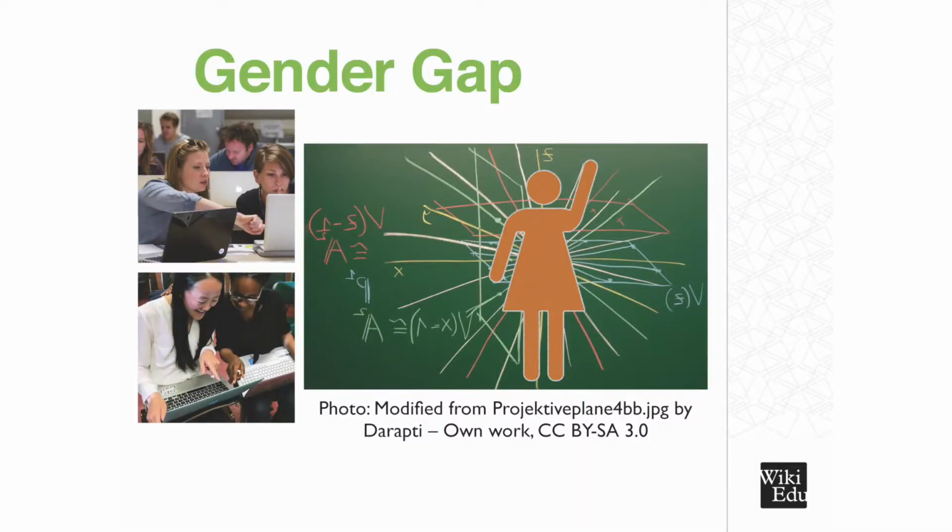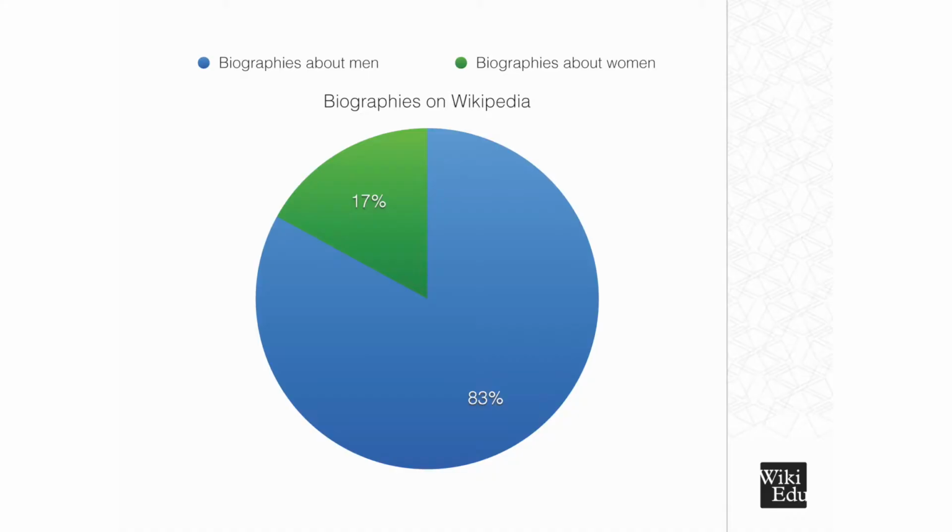So this is maybe a term that you might have heard related to Wikipedia, that only 15% of the contributors are women. But not only that, this is actually systematically changing the way that Wikipedia is created and curated. One way that we can visualize this is, as of literally May 7th, 16.9% of the biographies on Wikipedia are about women.